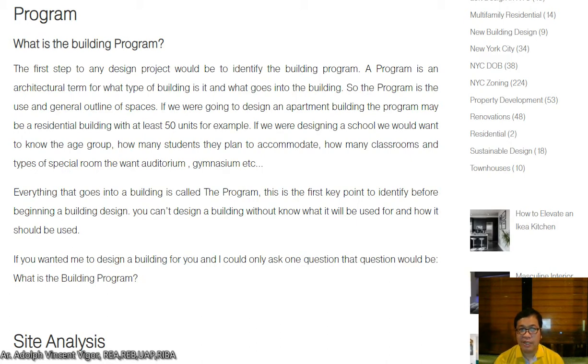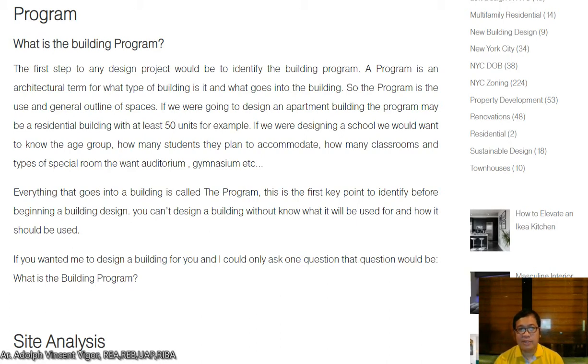Let's start our lecture by defining what a building program is. These things are important, especially when you are dissecting a design problem, so you have to understand them. The first step to any design project is to identify the building program. A program is an architectural term for what type of building it is and what goes into the building. I think you're actually aware that there are different types.